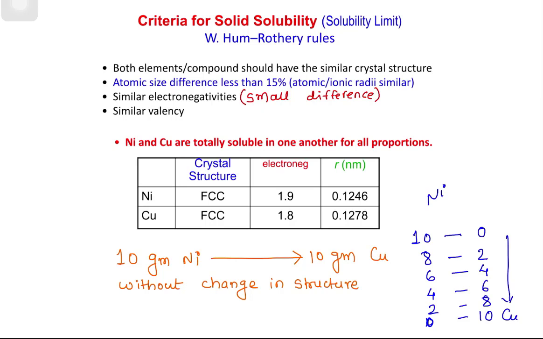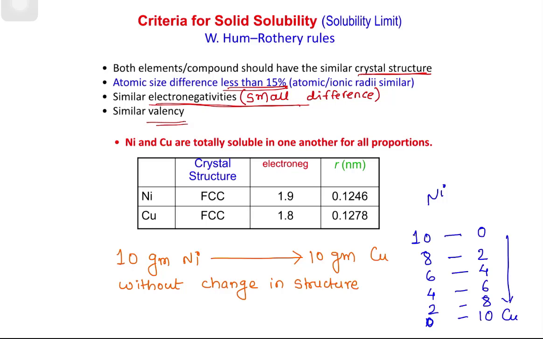We have already seen the Hume-Rothery rules for solid solutions, such as it should have the same crystal structure, it should have a diameter difference less than 15%, the electronegativity difference should be very small, and fourth, it should have similar valency. If such is the case, then we will have a solid solution. The meaning of solid solution is that it will retain its structure for 100% solubility.